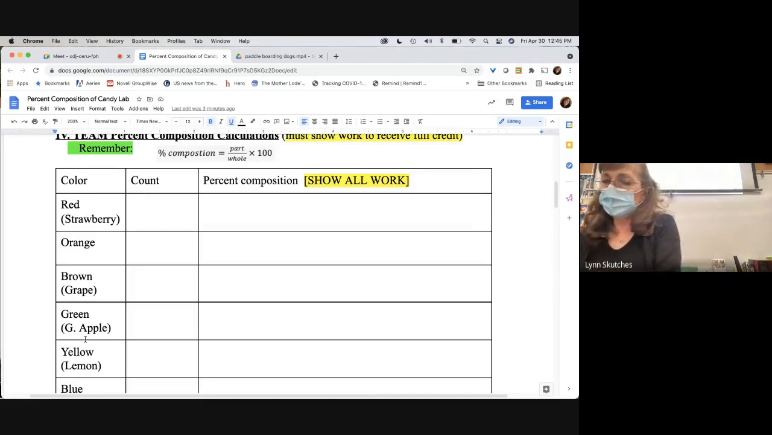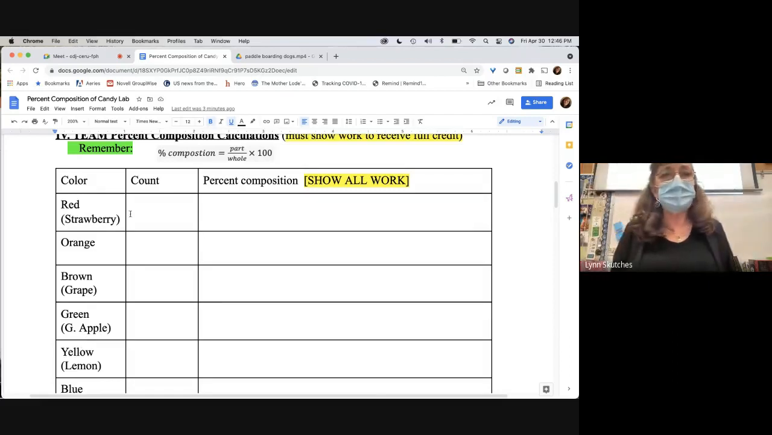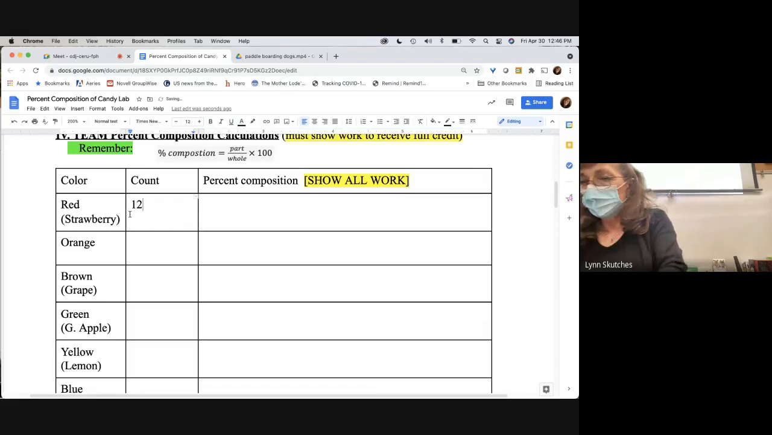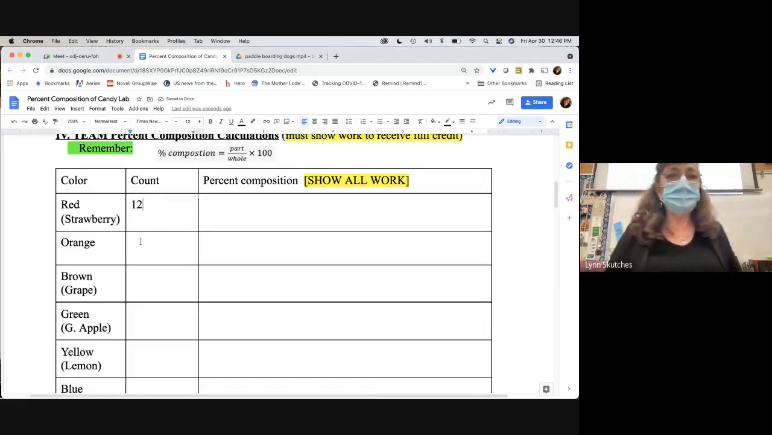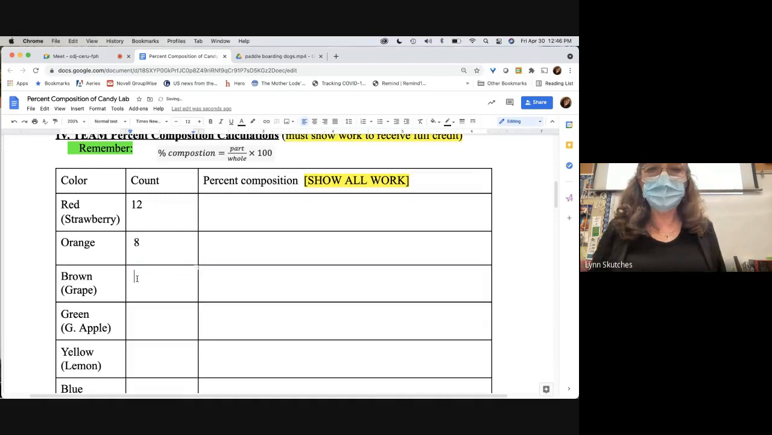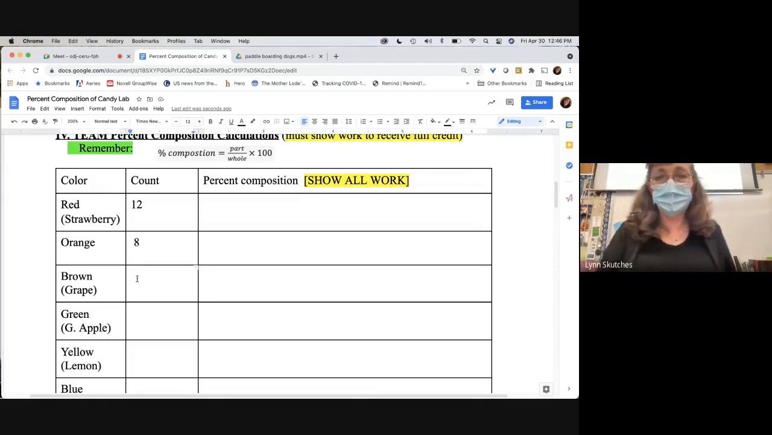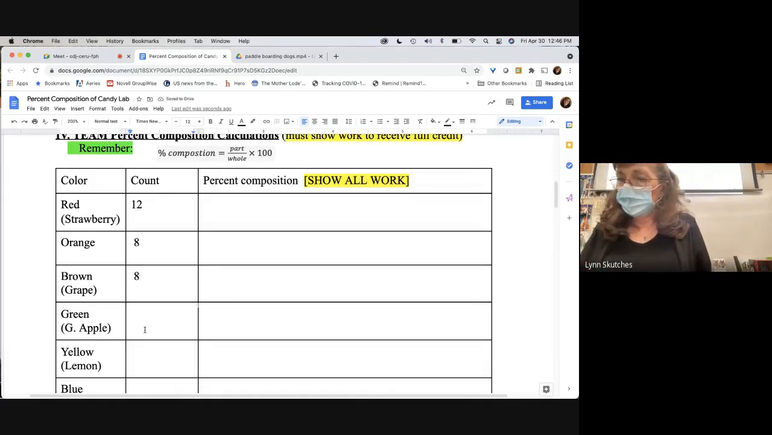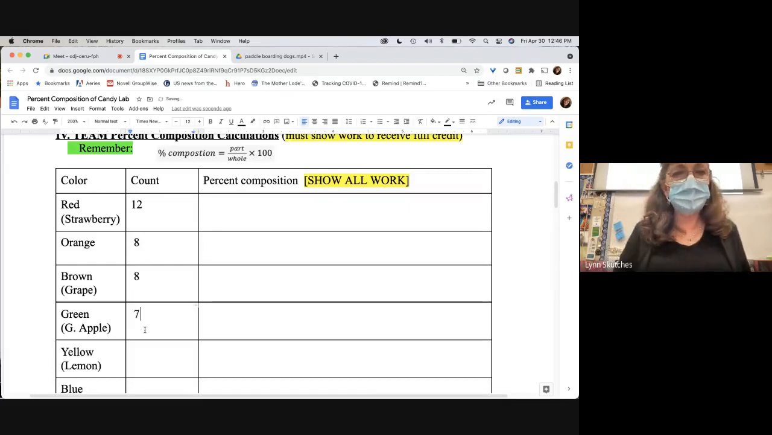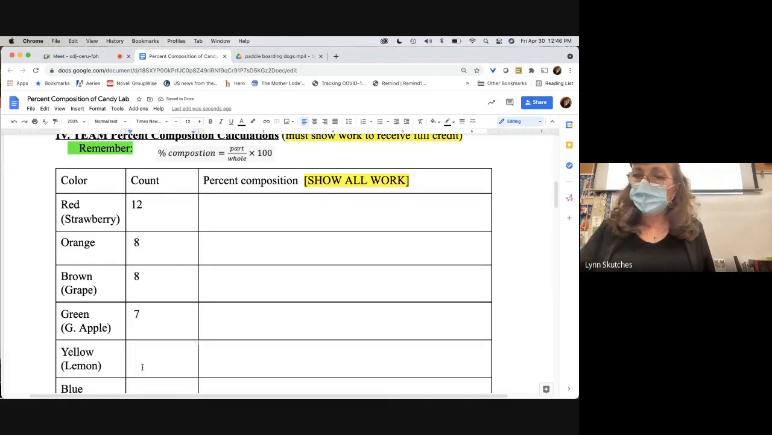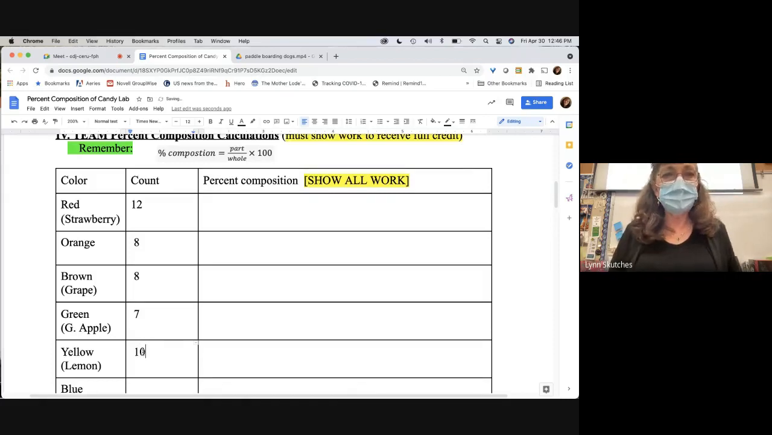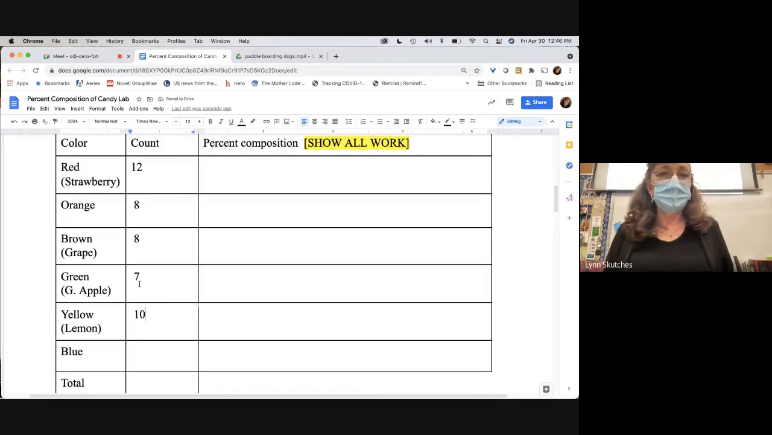So peeps at home, here's my count for you. 6, 8, 12 for red. 2, 4, 6, 8 for orange. Yeah, Skittles have a lot of deformities. Have you guys noticed that? 6, 8 for purple. 7 for apple. 6, 8, 10 for lemon. 28, 35, 45. Boom, boom.